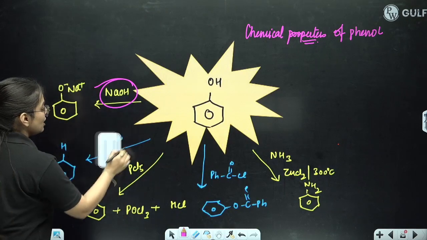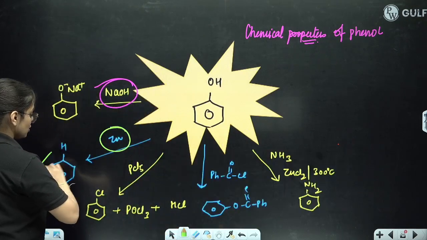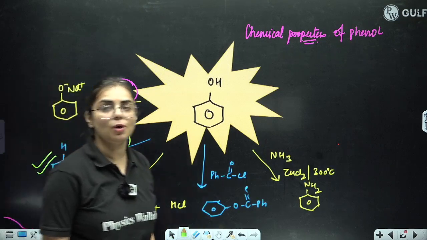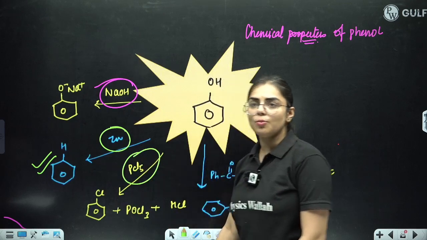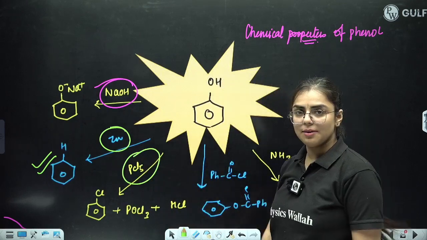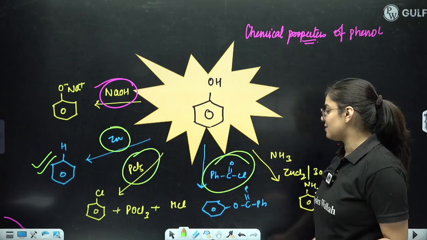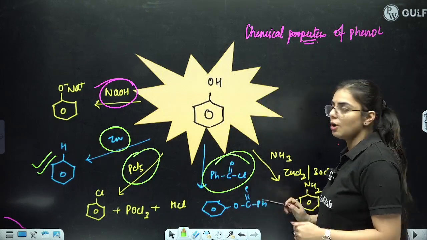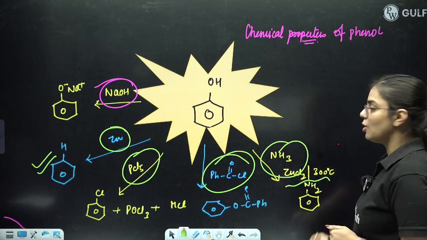Next is when you treat it with zinc dust. When you treat it with zinc dust, you obtain benzene ring. Next, with PCl5, you will obtain chlorobenzene, POCl3 and HCl, right? Another is with the phenyl ring, C double bond to Cl, you will obtain this part. With NH3 and ZnCl2, you will obtain aniline.